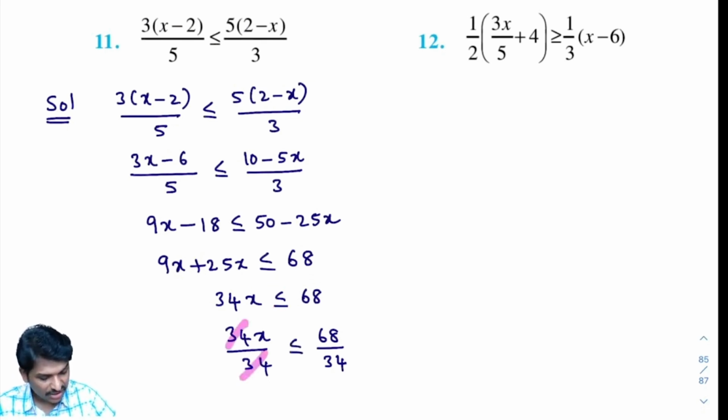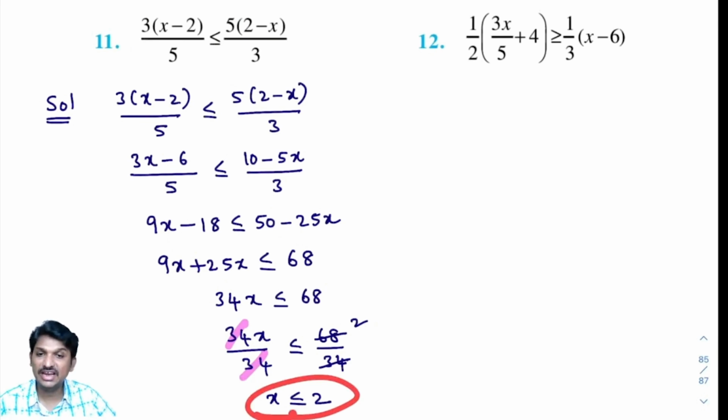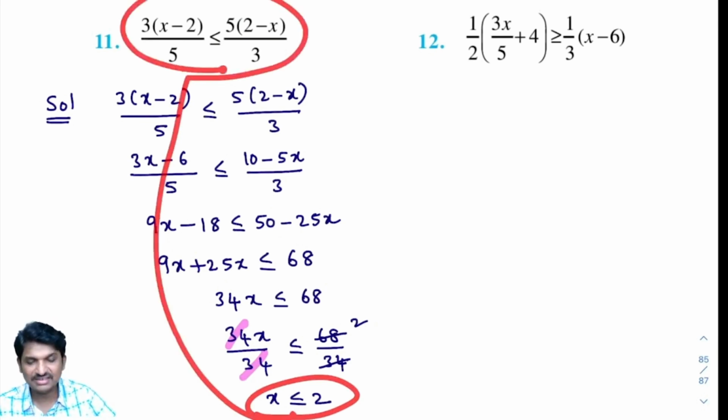Here this 34 will get cancelled. 34 in the 68 is 2 times. Correct? Yes, 2 times. So what you will get? x less than or equal to 2. You take any real x value which is less than or equal to 2, that definitely satisfies this inequality.